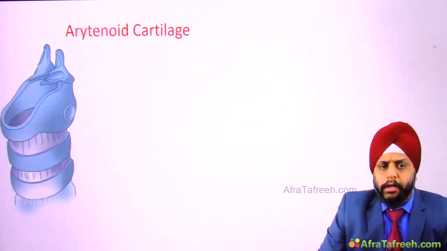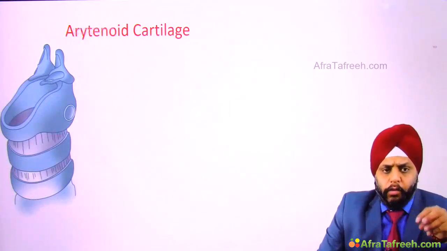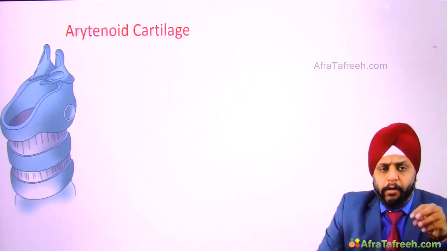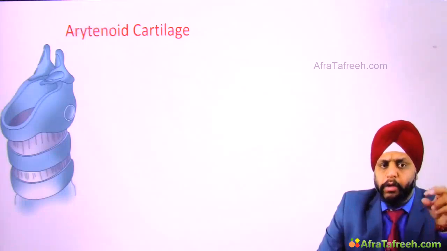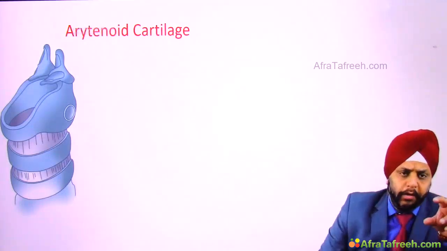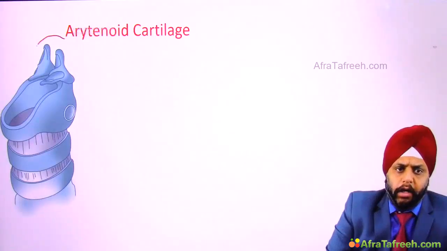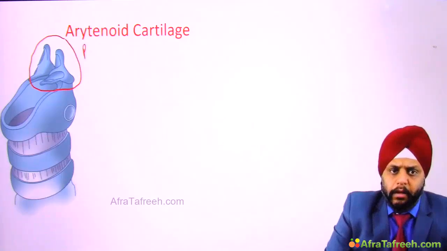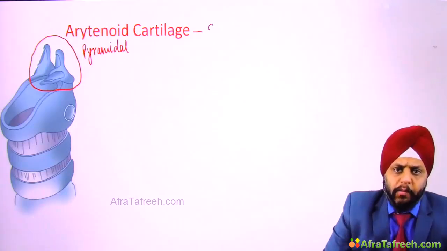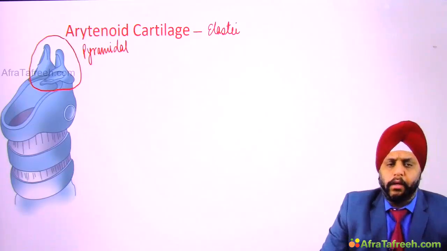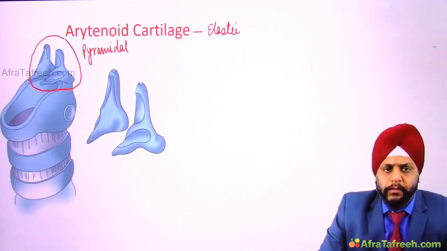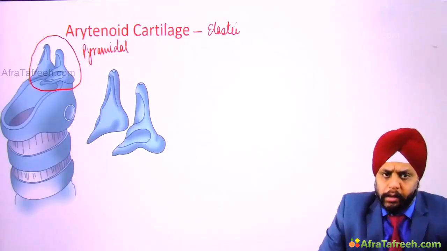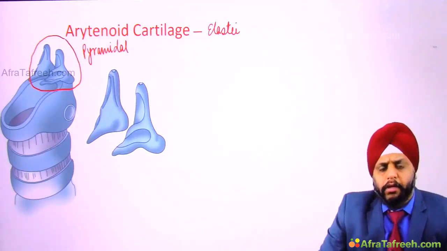Now let's come to the paired cartilages. So we just discussed that over the cricoid there is a facet for attachment of the arytenoid cartilage. We have a cricoarytenoid joint. So you can see over here we have the arytenoid cartilage. This is a paired cartilage lying over the cricoid, and this is pyramidal in shape, right? You can see that this cartilage is pyramidal in shape. This is made up of elastic cartilage, right? Let's discuss them in detail. So these are the arytenoid cartilages, paired cartilages in the shape of a pyramid.